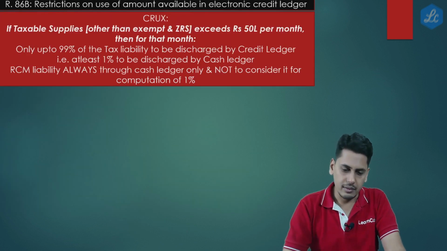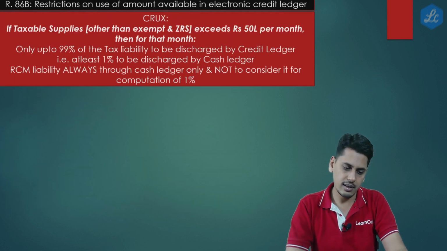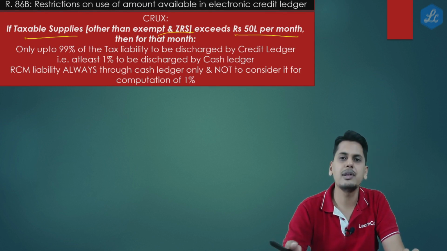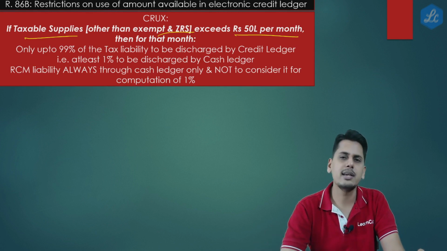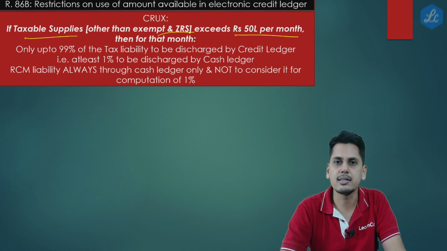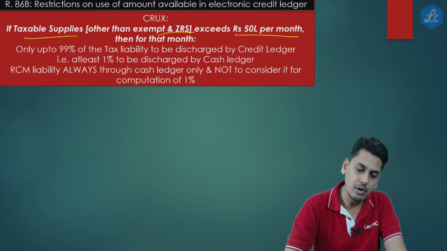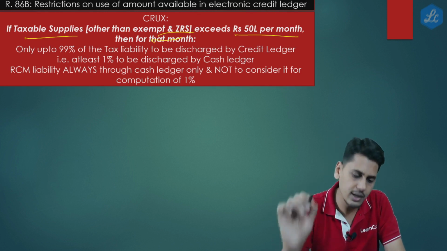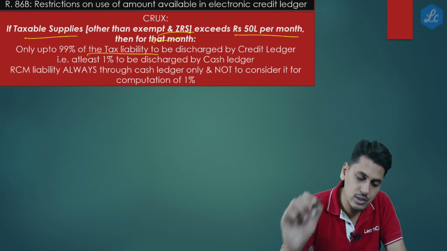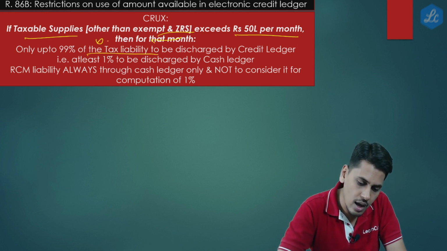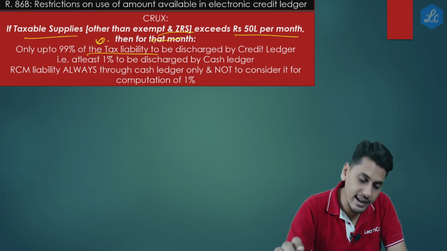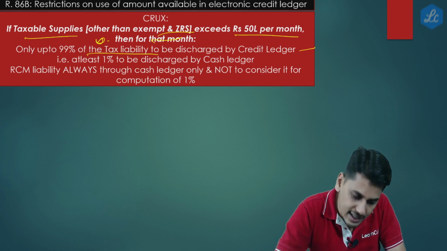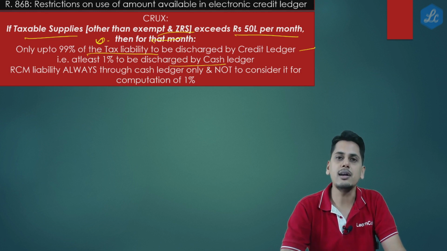So friends, what is the bottom line? The crux is, if the taxable supplies other than exempt and zero rated supplies exceed 50 lakhs per month, then for that particular month, 86B is to be applied on a month basis. For that particular month, only up to 99% of the tax liability, which tax liability? It is the output tax liability. Only up to 99% of the output tax liability can be discharged by the credit ledger, which means that at least 1% has to be discharged by the cash ledger.